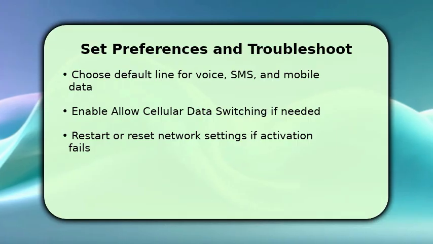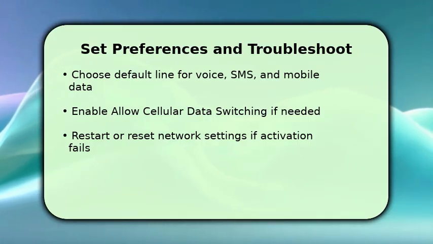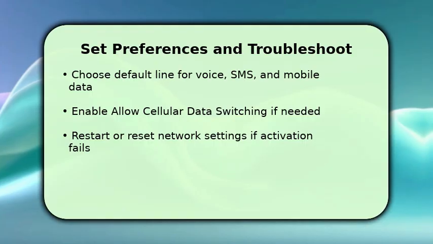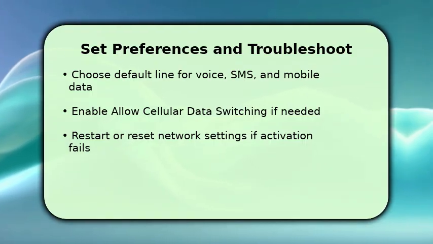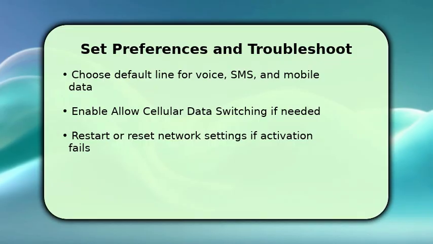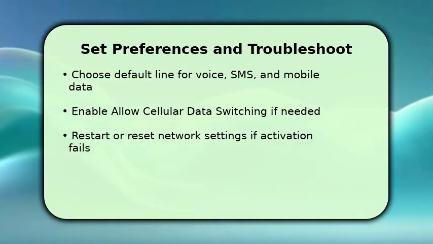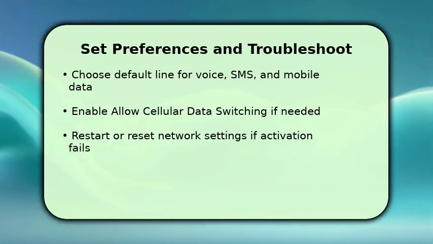Under Cellular, select which line is default for voice and SMS and pick the line for cellular data. You can allow cellular data switching so iPhone uses the best line for calls or data automatically. Once set, test by calling, texting, and using mobile data on each line.